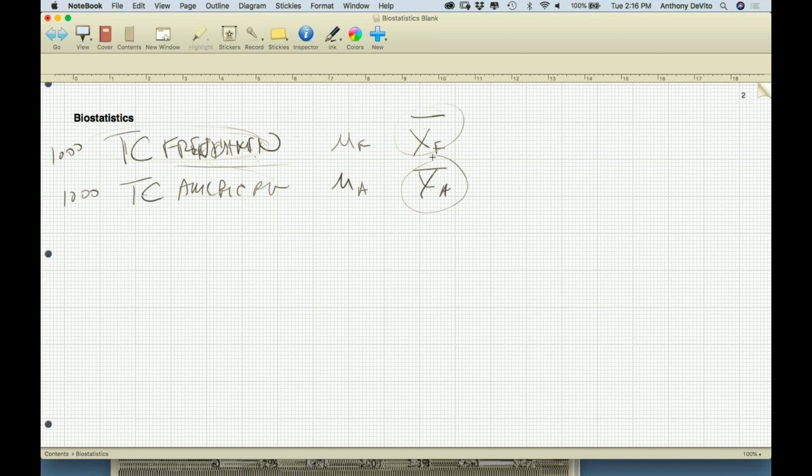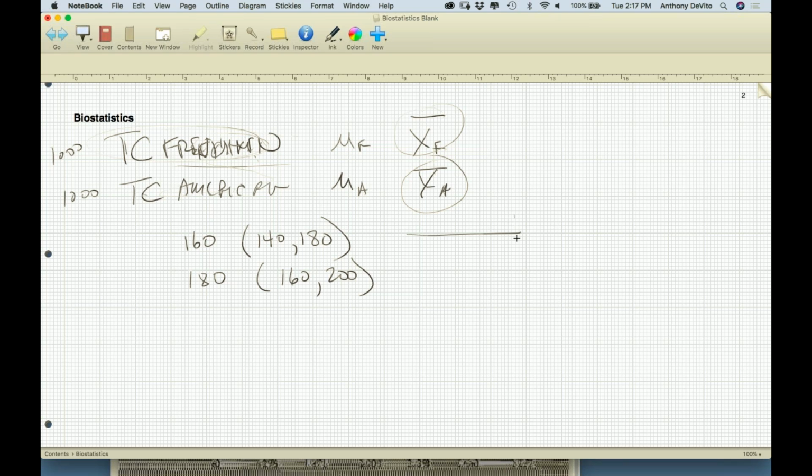Since we need to know how accurately we know the real means to compare these two, I'm going to do confidence intervals for them. Let's say the mean for Frenchmen is 160, and our confidence interval is 140 to 180. And for Americans, our mean was 180, and our confidence interval was 160 to 200.